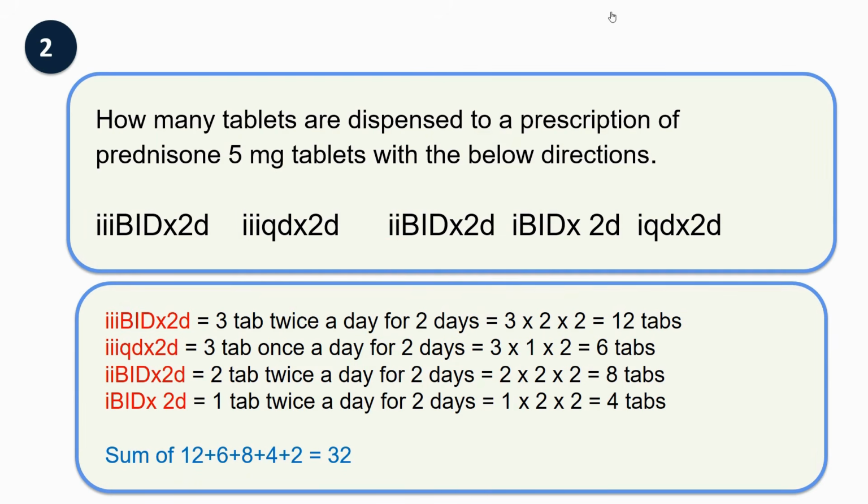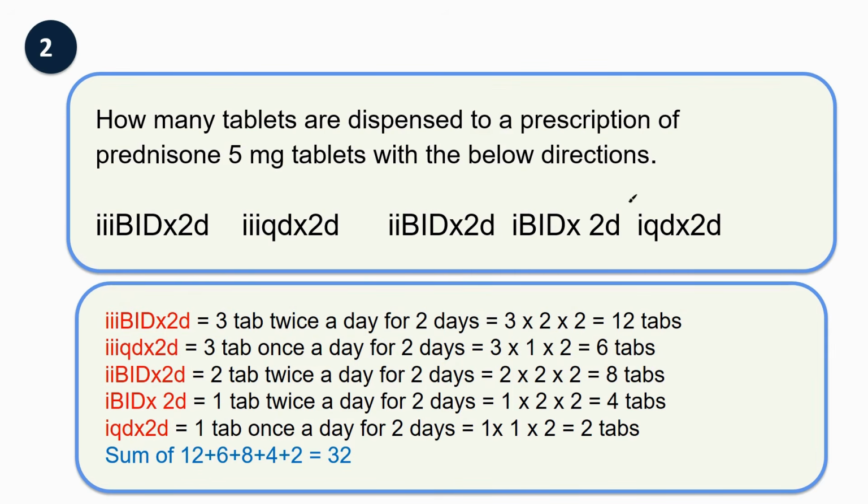And then the fourth is 1 tablet BID for 2 days. If you do that, you get 4 tablets. And finally, the last is 1 tablet daily for 2 days, which equals 2 tablets. So if you add 12 plus 6 plus 8 plus 4 plus 2, all of them, that would equal 32 tablets. So 32 tablets is the correct answer for this question.